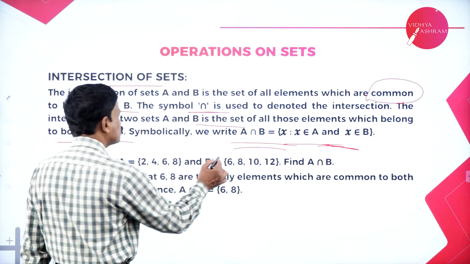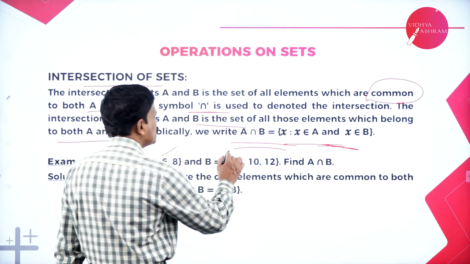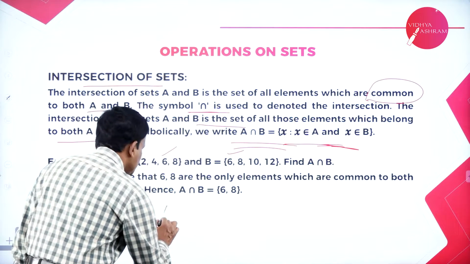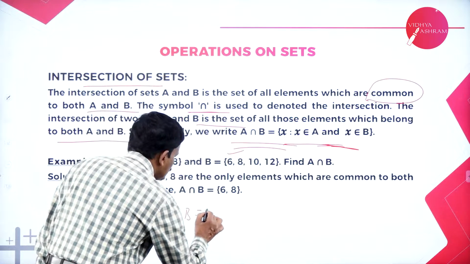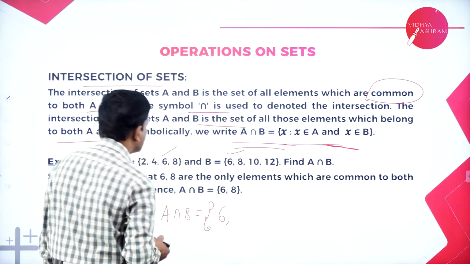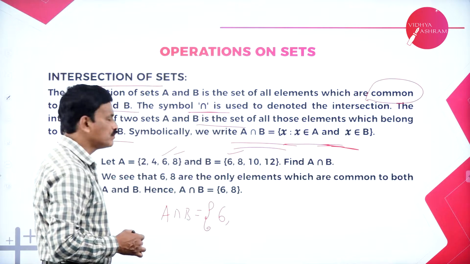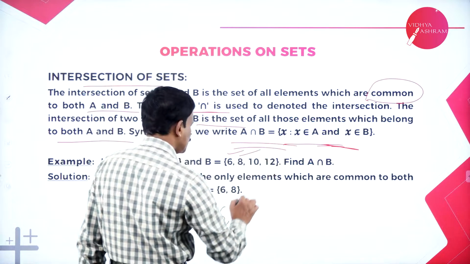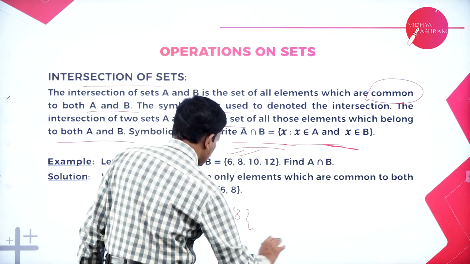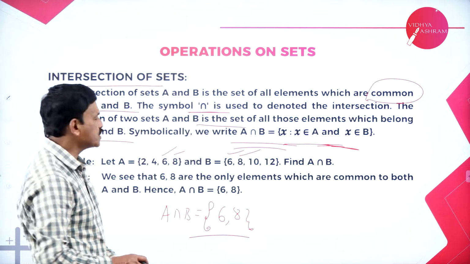So, here we can see 6 is in the set A, 6 is also included in the set B. So therefore we can write A intersection B is equal to, first element is 6, and 8 is included in the set A and 8 is also included in the set B. Therefore we can write {6, 8} is the intersection of A and B.